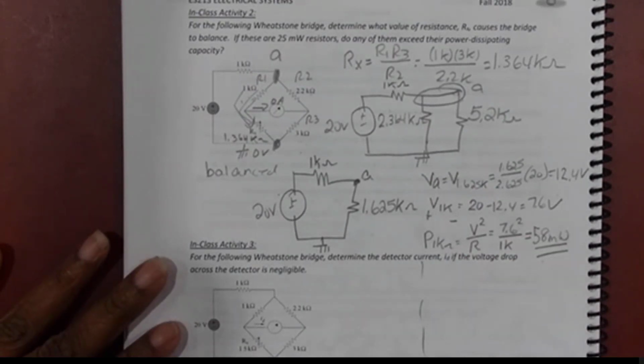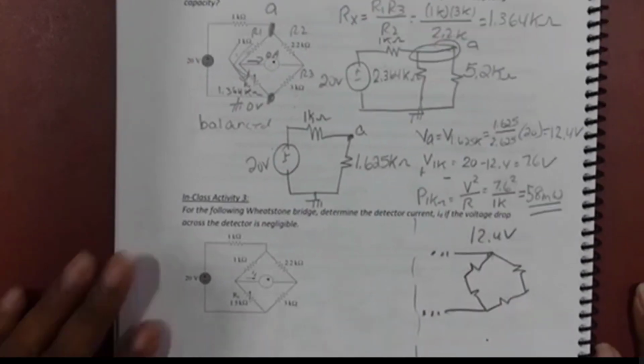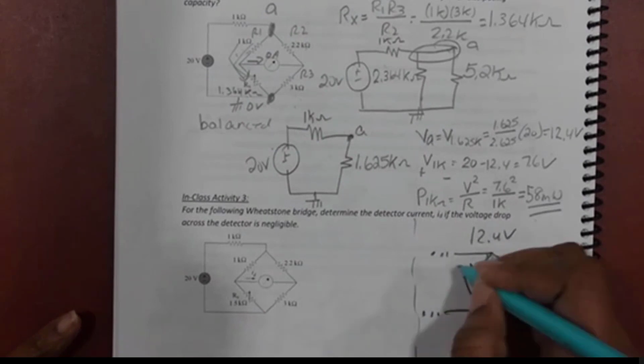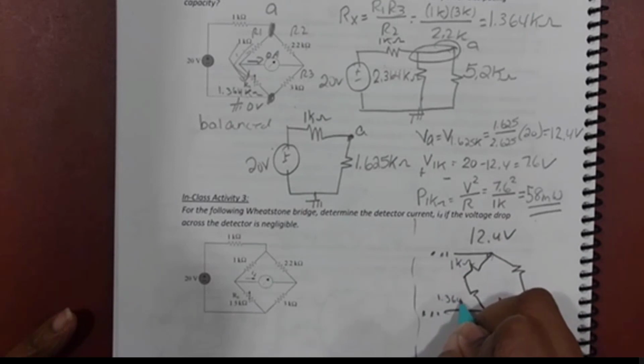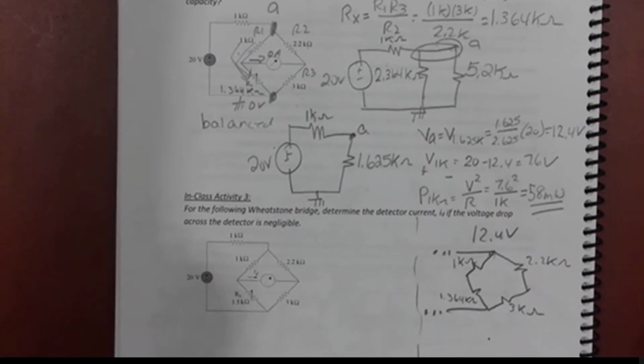Okay, so I'm going to write over here because I'm out of room. What I'm saying is that if that node is 12.4 volts, I now have these resistors over here. There's some other stuff over here, but I don't care about it. But I do know that this is 1 kilo ohm, and this is 1.364 kilo ohms, and this is 2.2 kilo ohms, and this is 3 kilo ohms. So if I can find the current down the left branch and the current down the right branch, I can then use those currents to find the power.